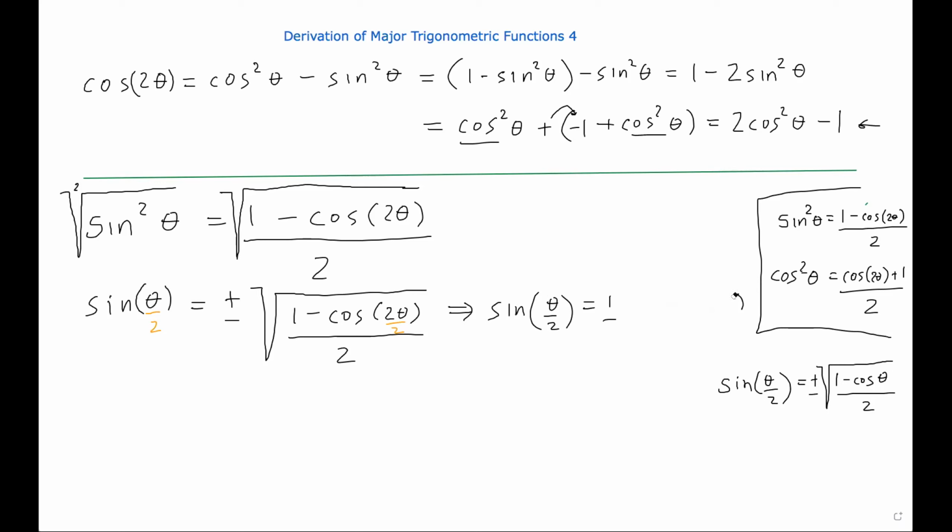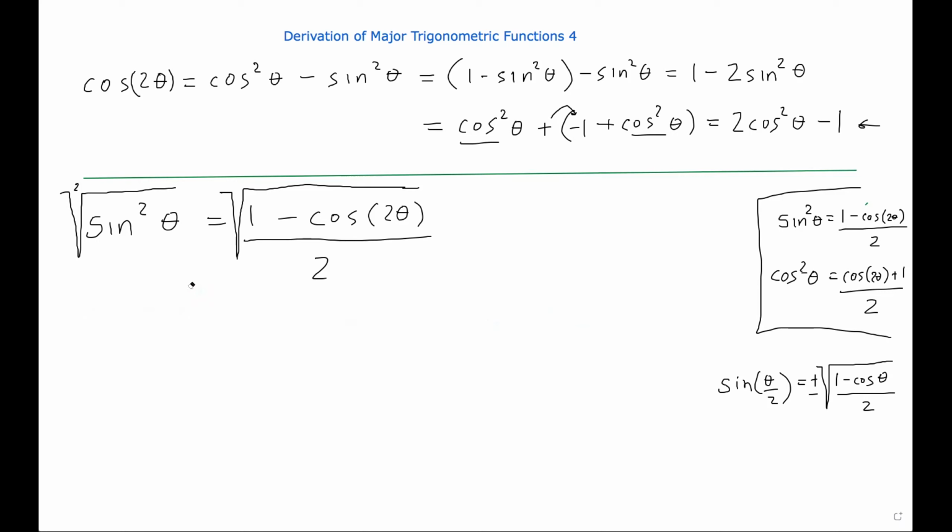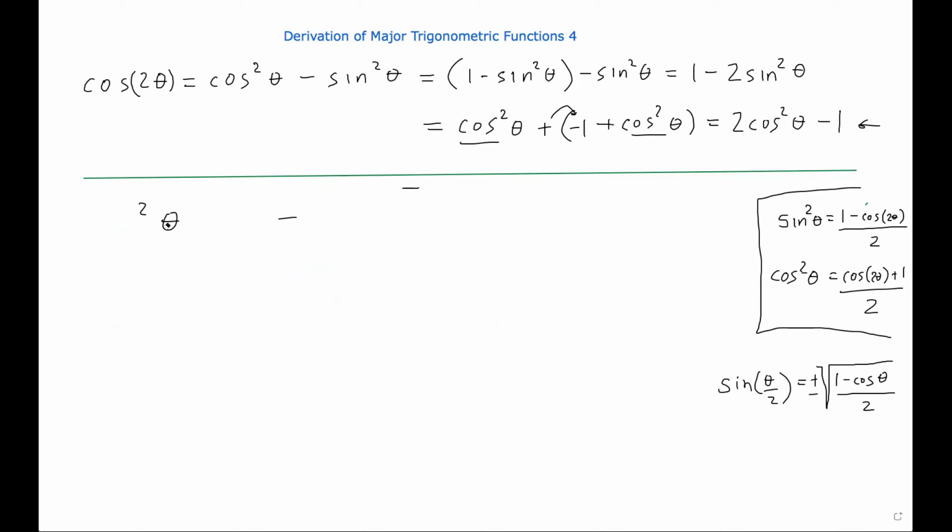Okay, let's finish up with the next half angle identity, for cosine. We're going to use a very similar process. If you can do one, you can do the other. All right, so we have the cosine squared theta equals the cosine of the double angle, double theta, plus 1, all divided by 2.